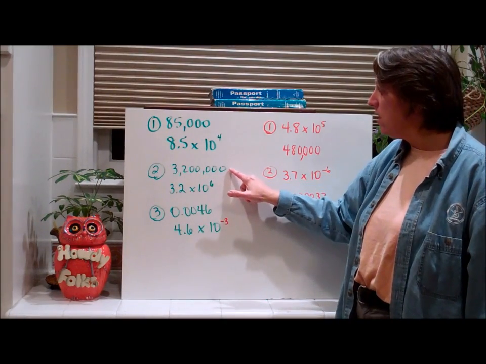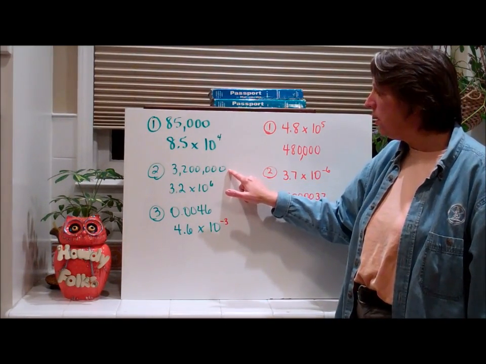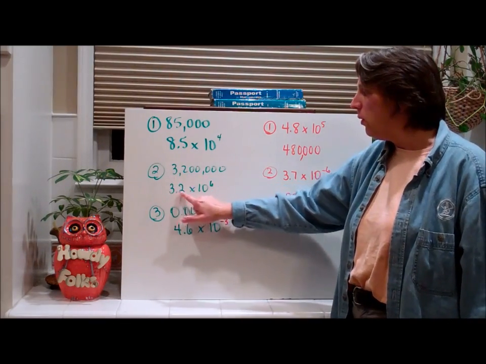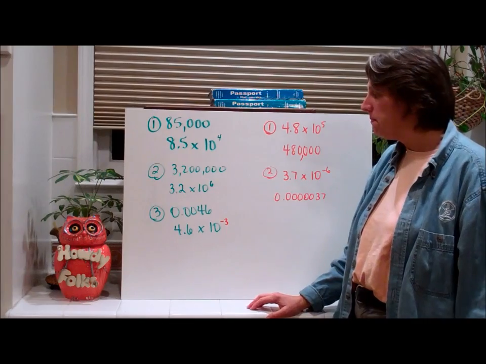3,200,000, we move the decimal 6 places. We start here, 1, 2, 3, 4, 5, 6. 3.2 times 10 to the 6th.